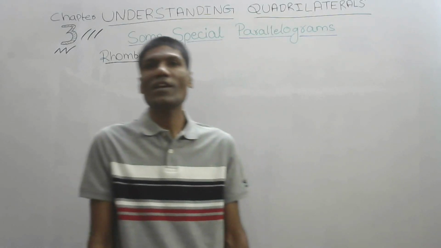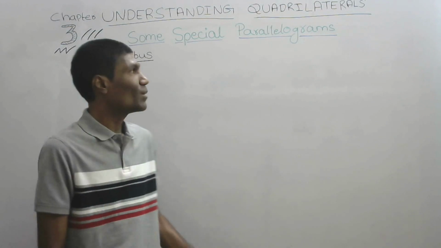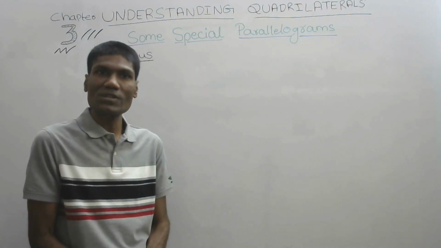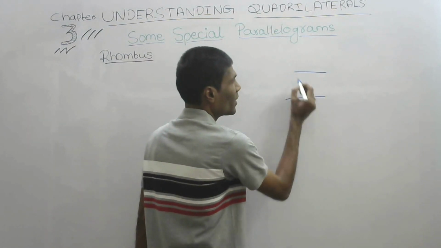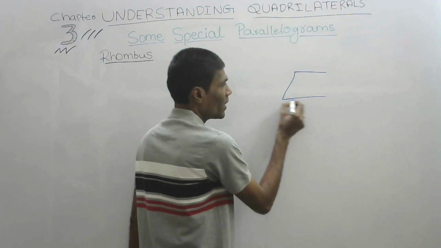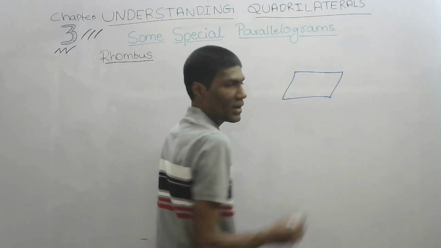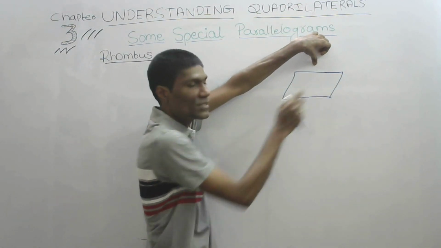Next, we have learned parallelograms. Now we will see some special parallelograms. What's a parallelogram? We have already learned. See, a parallelogram is a figure in which opposite sides are parallel. Like these two sides are parallel and these two sides are parallel.